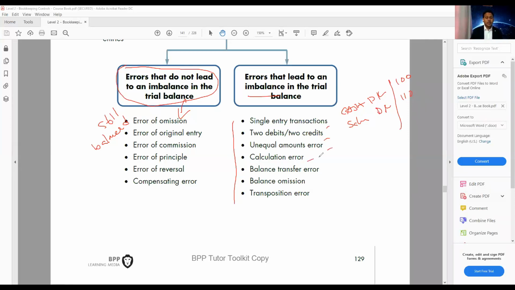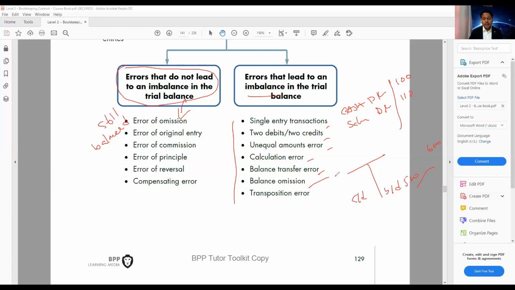Calculation error. If you make a calculation and you end up with some error, for example, when you added your total, you wanted to get a balance CD or BD. If you make a calculation error there, it will not be balanced. Balance transfer. From your balance CD, for example, from the ledger account, let's say your balance BD was 500, and mistakenly you wrote 600 on the trial balance. If you do that, your trial balance will not be balanced.